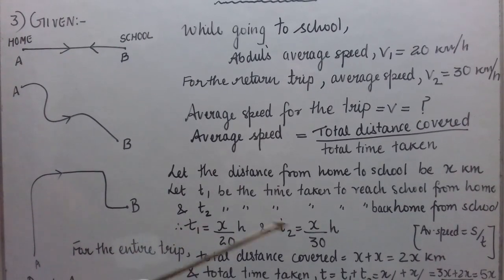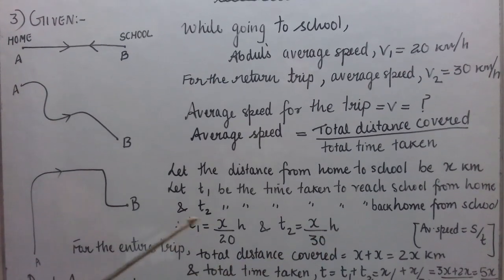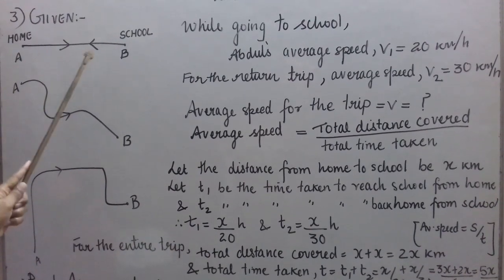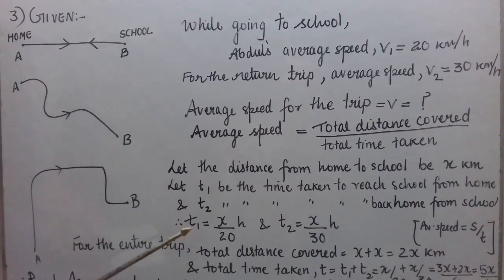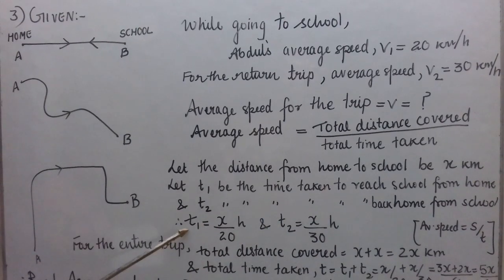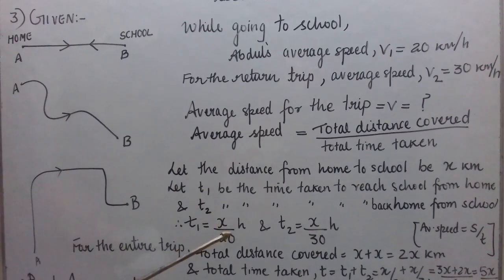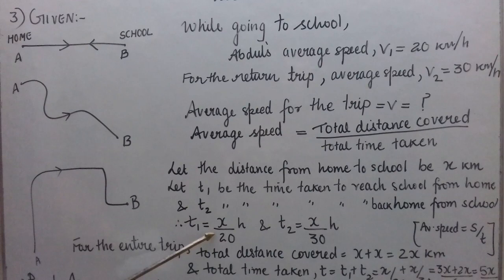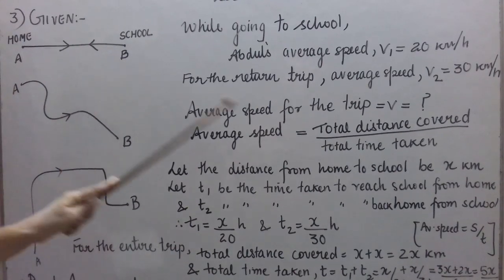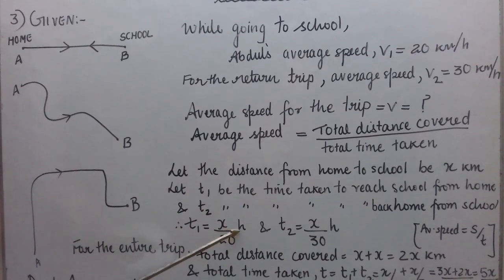Now simply using the formula, average speed is distance upon time, that is total distance upon total time. For each trip we have divided the entire trip into two parts. So what will be the time T1? Use that formula: T is S upon average speed. So T1 is S, the distance travelled. What is the distance travelled from A to B? X kilometer we have assumed. Divided by the average speed for this trip from A to B, 20 kilometer per hour. So T1 is X upon 20 hours.